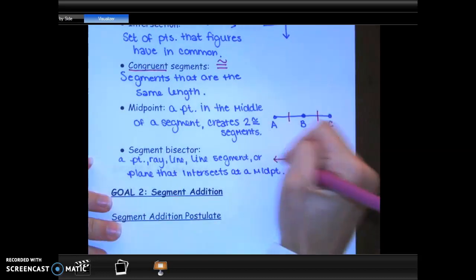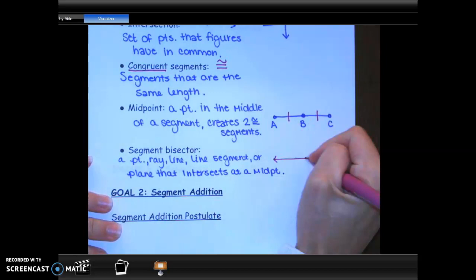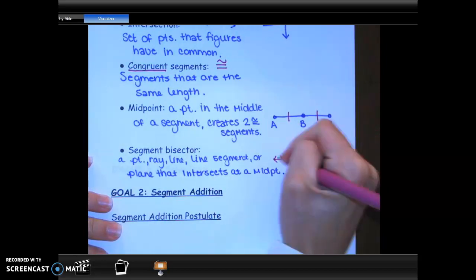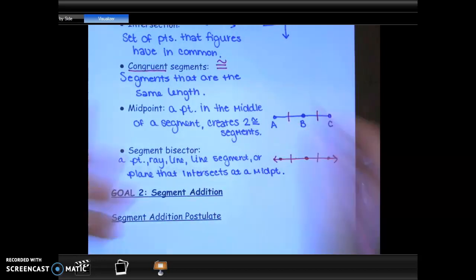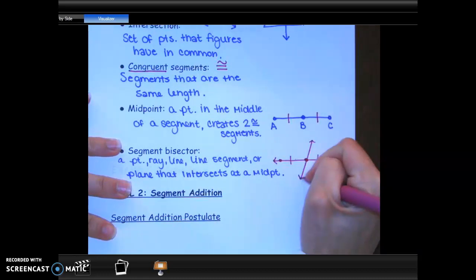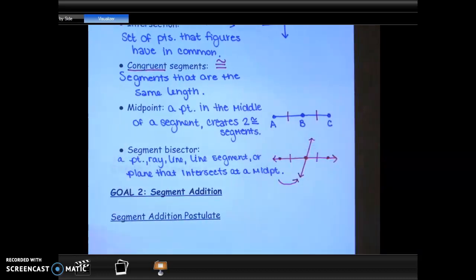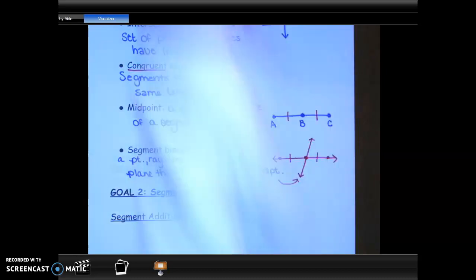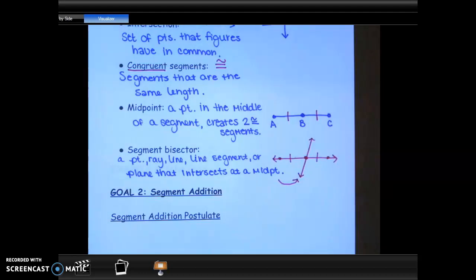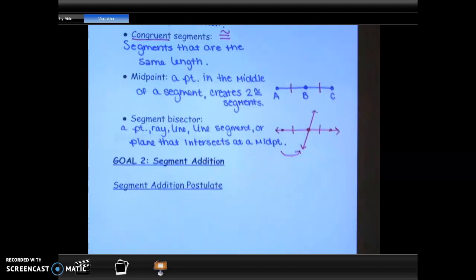So if we have a line, and we have a midpoint happening here, and then we have another line going through it, this is considered your segment bisector. Okay? Alright, so that's goal 1, and you do have an assignment that lines up with goal 1, so make sure you do it. It would be assignment 3 listed on Google Classroom.